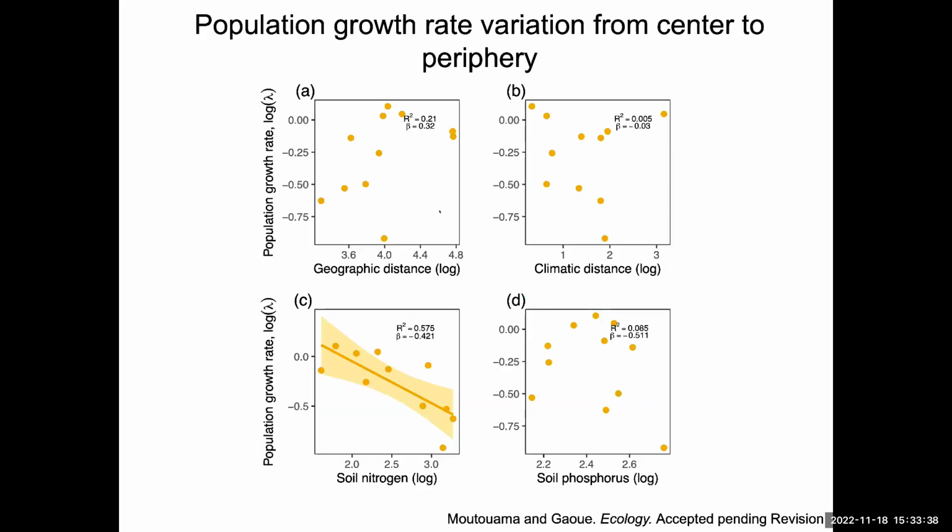Again, we found no relationship between population growth rate and geographic distance or climatic distance. However, we found that as nitrogen in soil increases, population growth rate decreases. We also found no relationship between population growth rate and soil phosphorus.